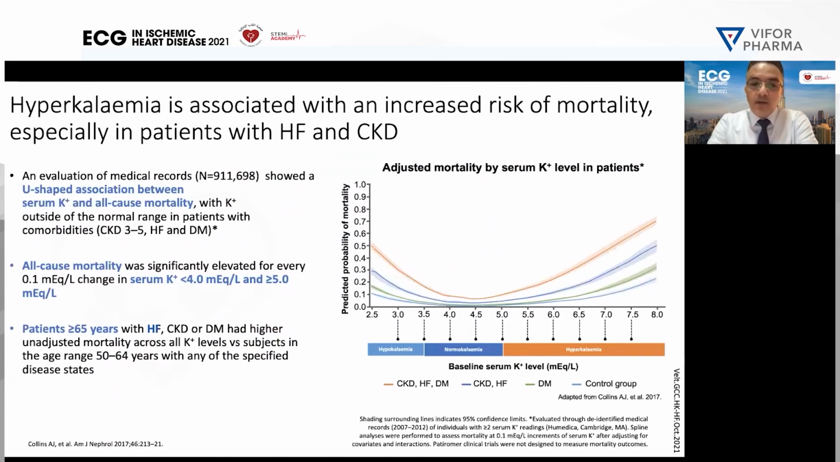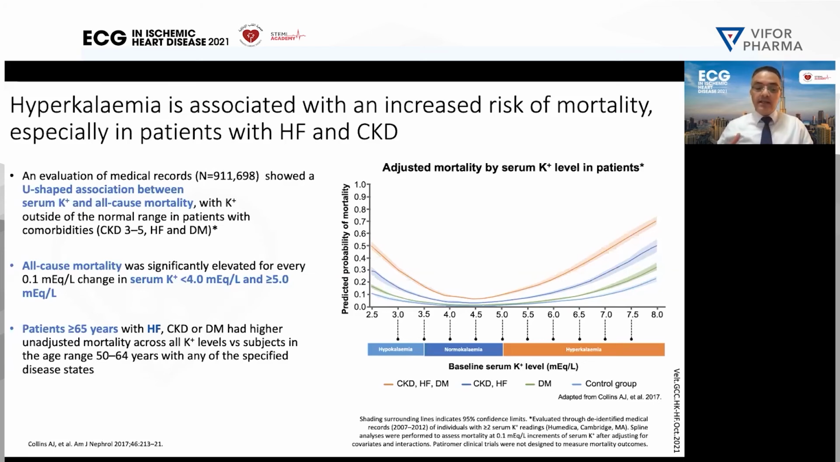Here in this study, they want to see the association between the increased risk in those patients with heart failure and chronic kidney disease with hyperkalemia. We can see clearly here, this is, by the way, from a big registry with about 910,000 patients evaluated for hyperkalemia, normokalemia, and hypokalemia while taking potassium-lowering therapies. And we can see the U-shaped association between serum potassium and all-cause mortality, with potassium outside of the normal range, either hyper or hypokalemia. All-cause mortality was significantly elevated for every 1 milliequivalent per liter change in serum potassium below 4 and more than 5.